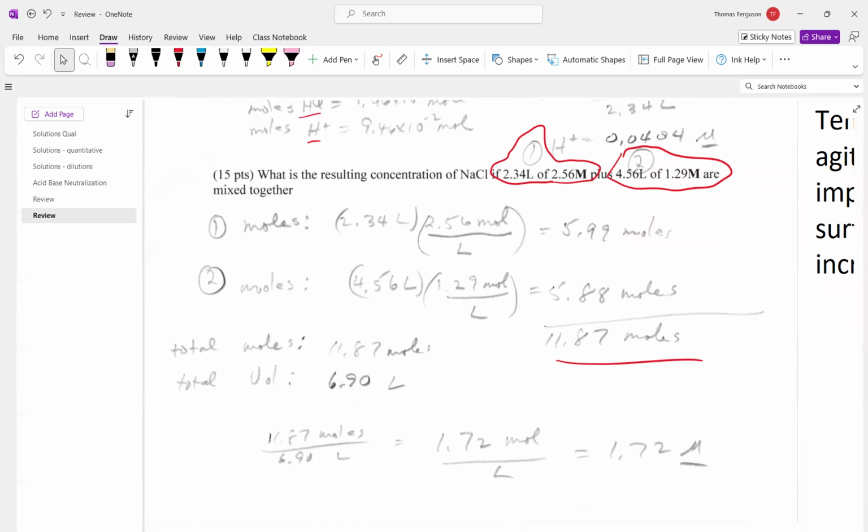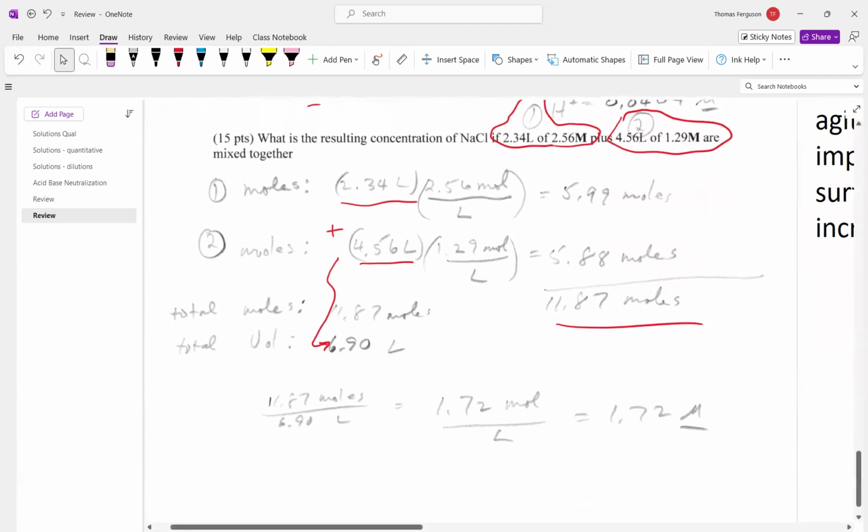So now we have moles per liter. Add those together. That's where you get that. So we've got 11.87 moles over 6.9 liters, which is 1.72 moles per liter, or 1.72 molarity.